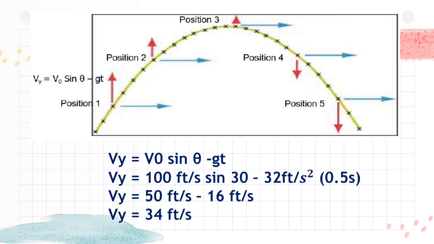Since we are looking for the v sub y, or the vertical component, at position 1, we are going to use the equation v sub y is equal to v naught sine theta minus acceleration due to gravity times time. Substituting the given and, of course, the physical constant, which is the acceleration due to gravity, v sub y is equal to 100 feet per second sine 30 minus 32 feet per square second times 0.5 second. v sub y is equal to 50 feet per second minus 16 feet per second. The value of our vertical component, or our v sub y, is now equal to 34 feet per second.